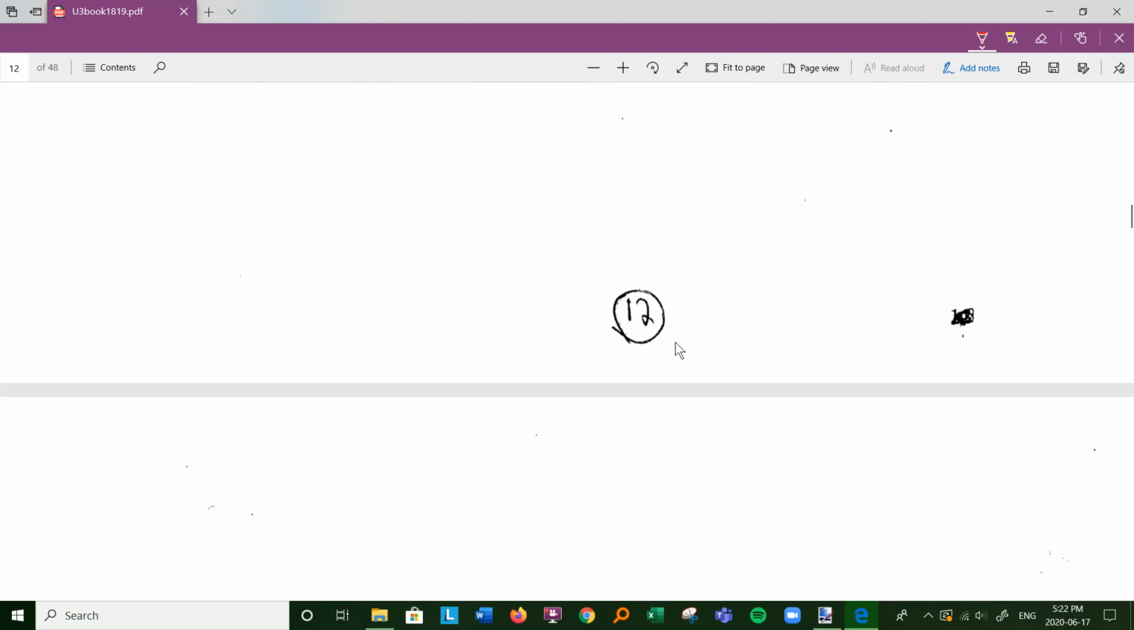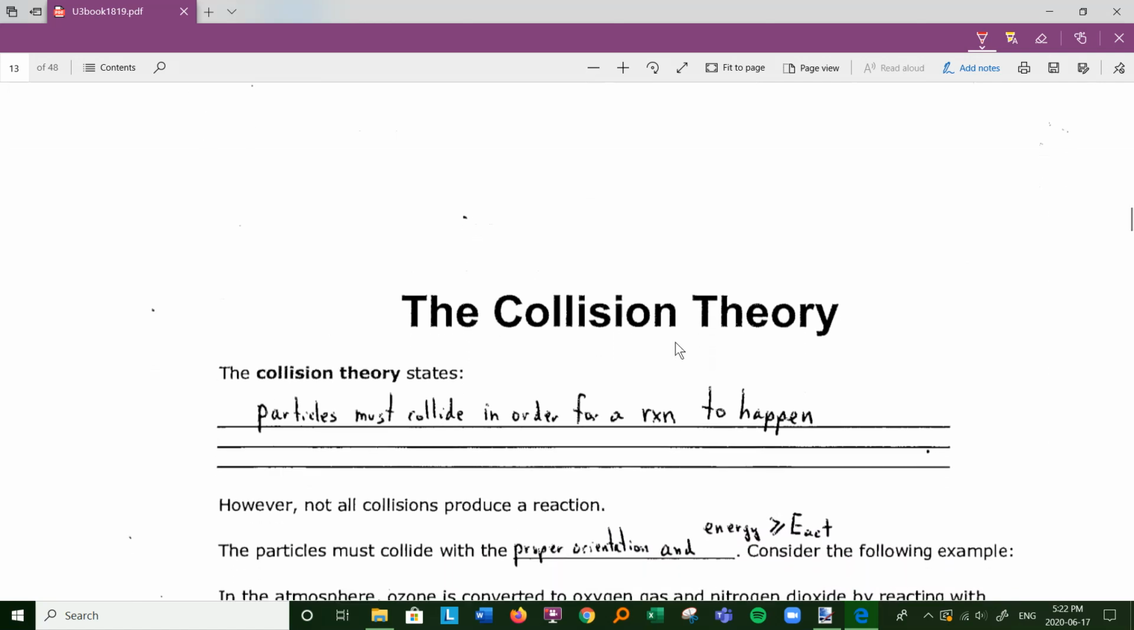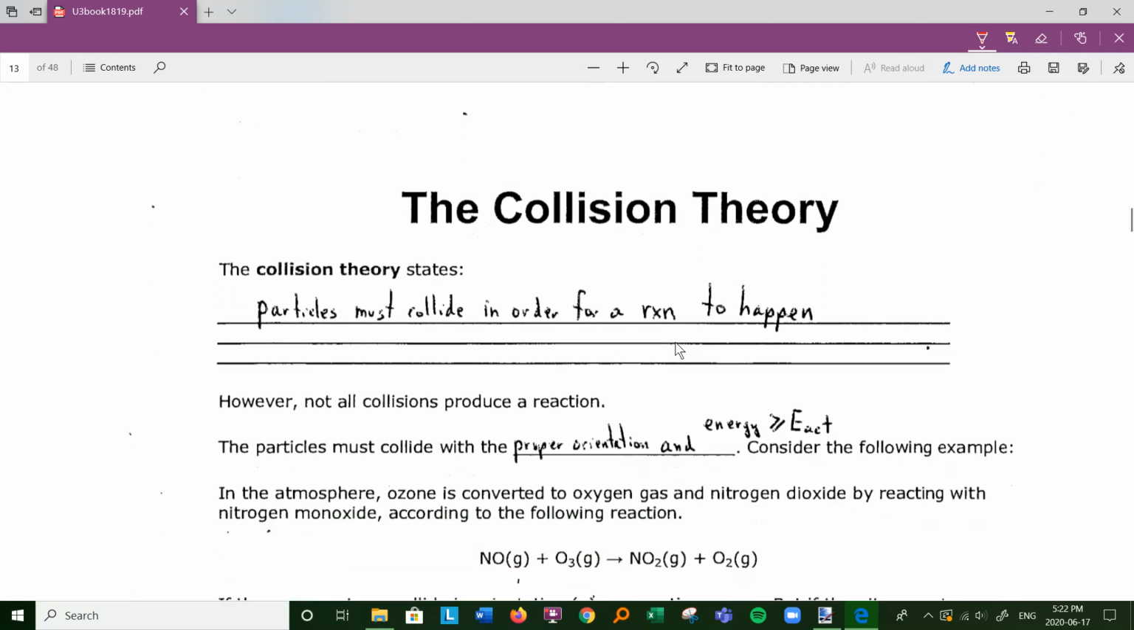So that's just a quick example of talking about rates. Okay, we'll get into collision theory in more detail in our next lecture, but I think that's good enough for now.